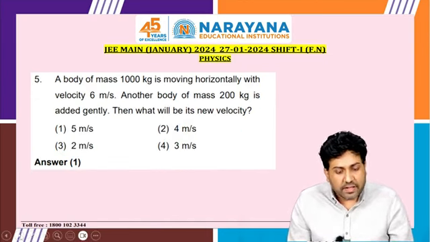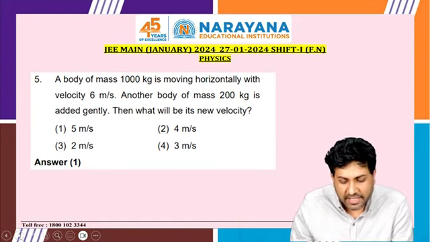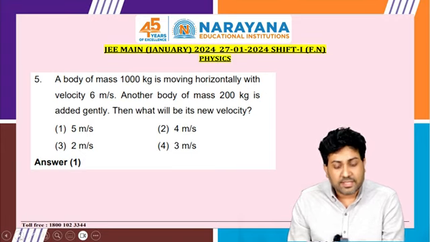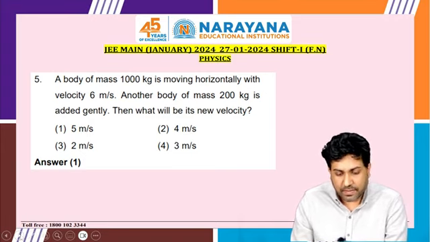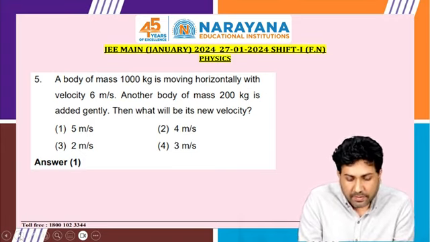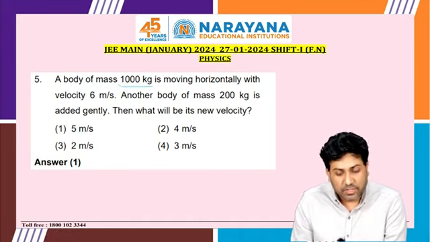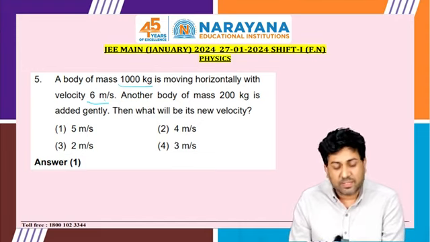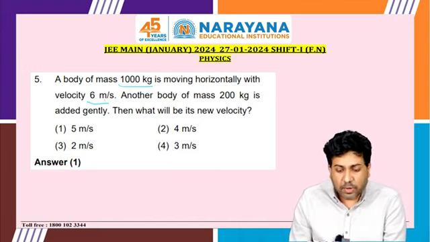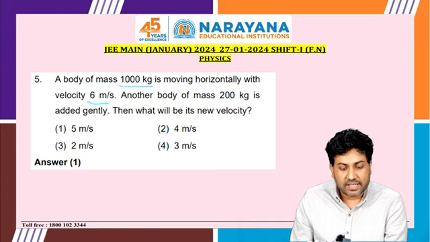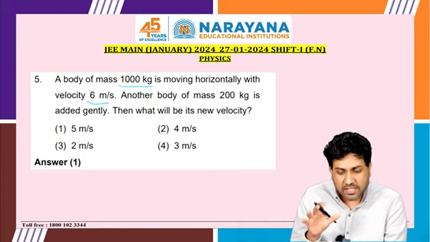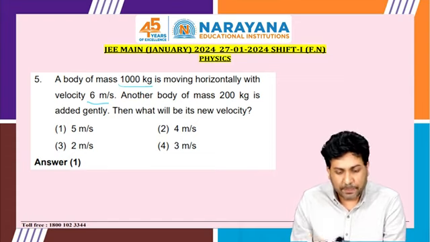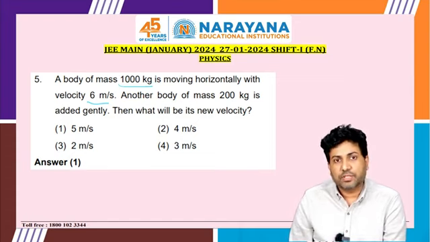What is given here? A body of mass 1000 kg is moving horizontally with a velocity of 6 meter per second. Okay, so the body of mass 1000 kg and it is moving horizontally, and what is the speed given? 6 meter per second. Another body of mass 200 kg is added gently. That means this 200 kg mass initially had no velocity. Then what will be the new velocity?